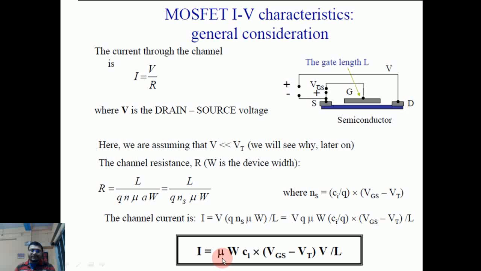Mu is the mobility of the electron, and W is the width of the transistor. Ci is the oxide capacitance under the gate, Vg is the gate to source voltage, Vt is the threshold voltage, V is the total voltage applied across the drain to source, and L is the channel length in between the source and drain. So in this way we can represent this current modeling and the current of this transistor.